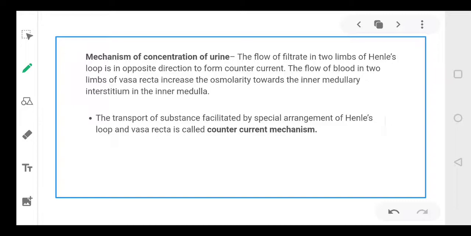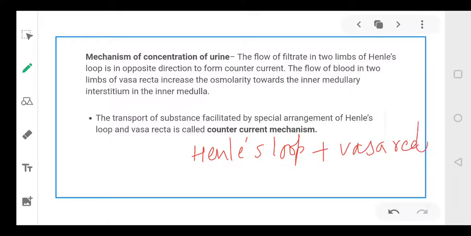द हेनलेज लूप एंड वासा रेक्टा दे प्ले अ वेरी इंपॉर्टेंट रोल. सो दो ऑर्गन्स हैं जो आपके कॉन्सेंट्रेशन में रोल प्ले करते हैं. द वेरी फर्स्ट इज योर हेनलेज लूप. ओके, so first is Henle's loop and second is your vasa recta. These two organs, they will play important role.